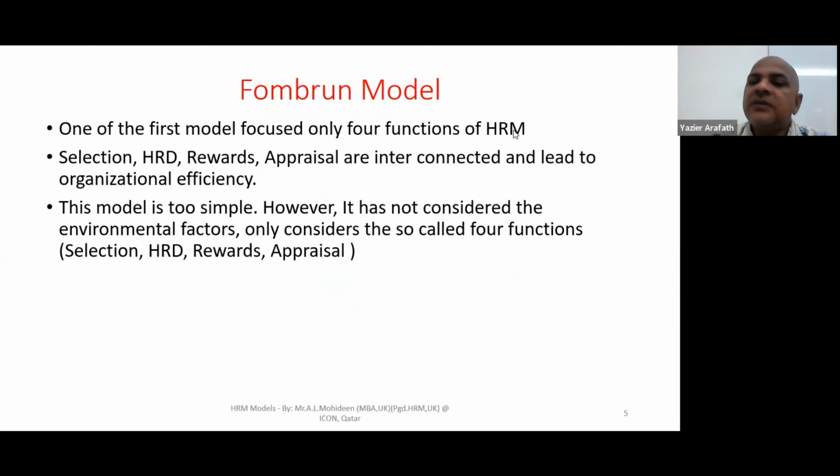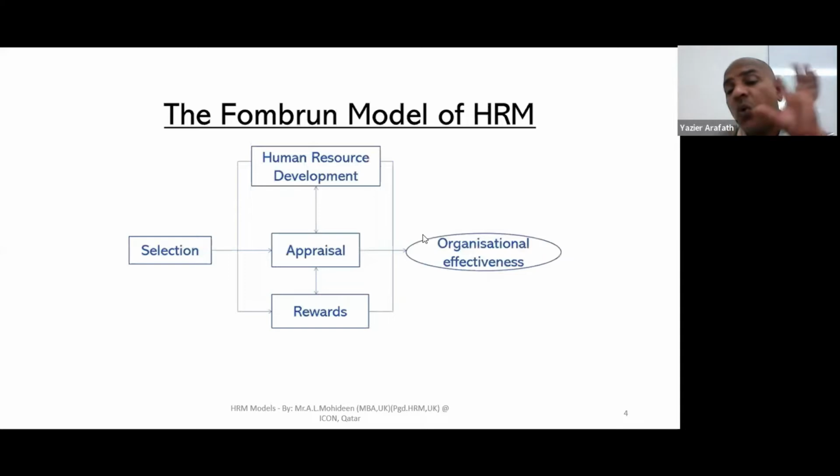This is the first model. Selection, HRD, and reward appraisals are connected. It's very simple. Mainly, they are not focusing on anything else. Only selected people are developed, appraised, and rewarded. They are working for the organization because they are developed. They are getting rewards. They are working for the effectiveness of organizations.